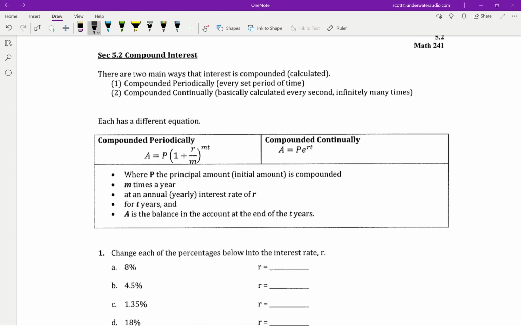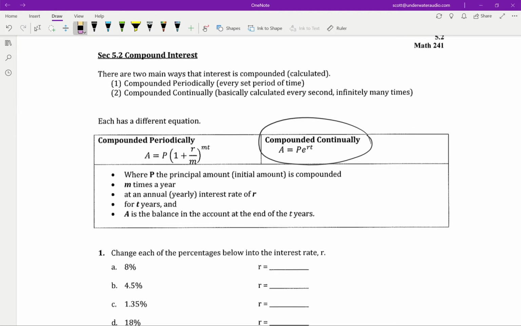This is something that's done in two main ways. One of them is by compounding periodically, meaning they take your interest rate, cut it up, and then apply that interest rate multiple times throughout your year. And then compounding continually, that's where it's compounded just nonstop. It doesn't stop compounding your interest.